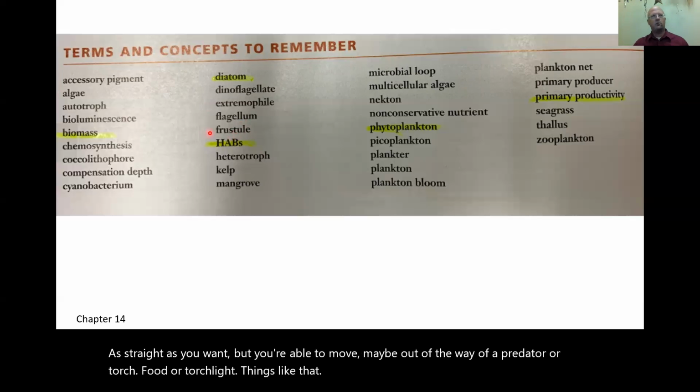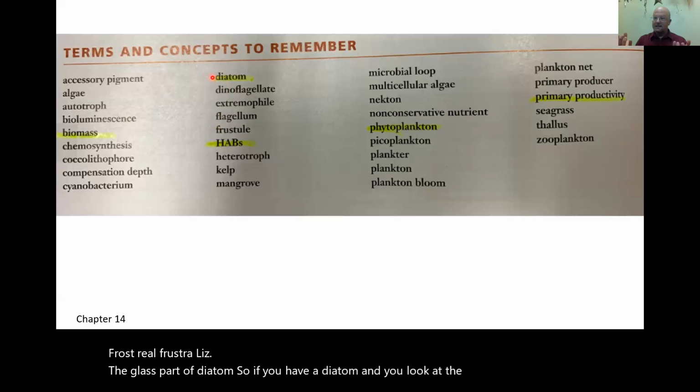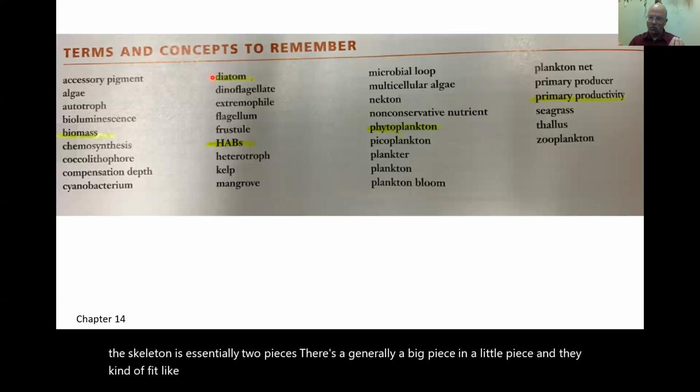Frustule is the glass part of a diatom. If you have a diatom and you look at the skeleton, it is essentially two pieces. There's generally a big piece and a little piece, and they fit together like that. Those are called frustules.